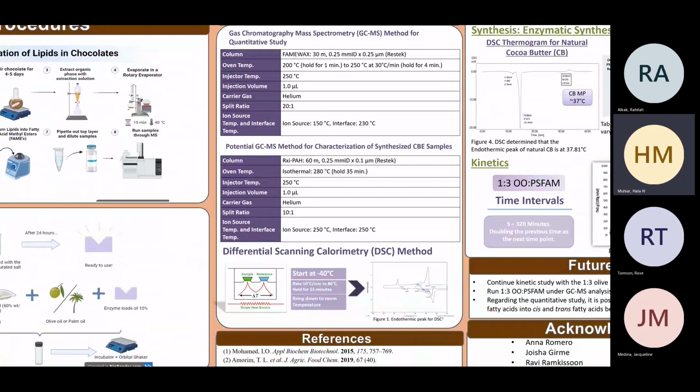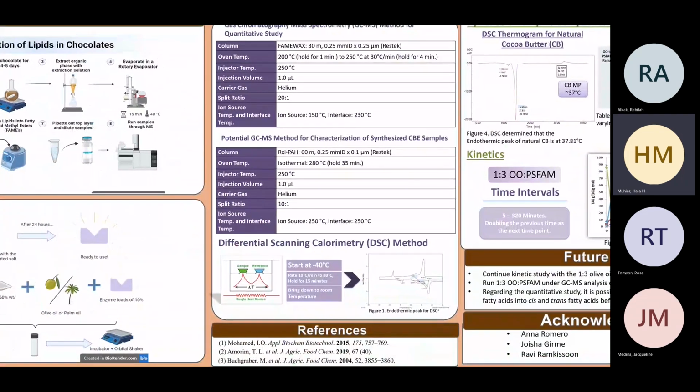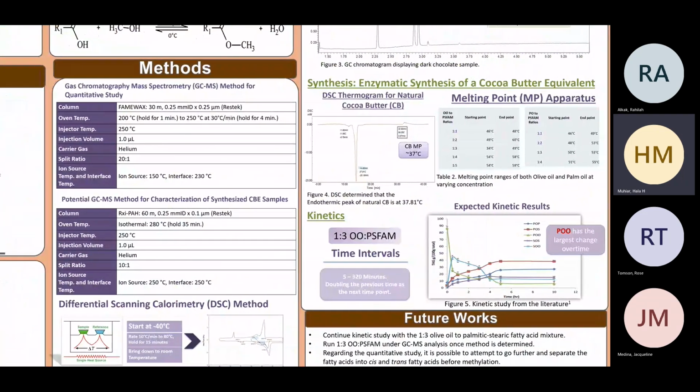We are considering this method because with the RXI PAH column, due to its unique high diphenyl content as well as its small film thickness, these conditions are suitable for analysis of TAGs. As for the characterization, DSC was used as a thermoanalysis for a natural CB. For the method, it was brought down to negative 40 degrees Celsius, then brought up at a rate of 10 degrees Celsius per minute to 80 degrees Celsius, which is then held for 15 minutes, which is then brought down to room temperature.